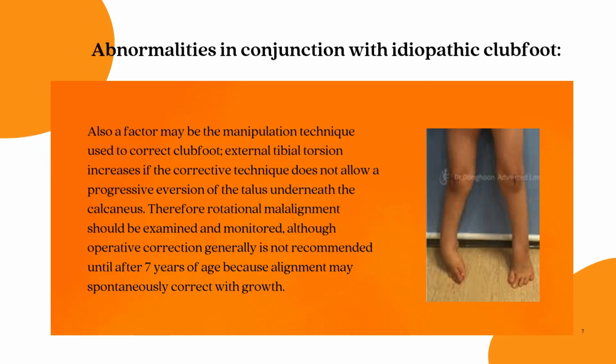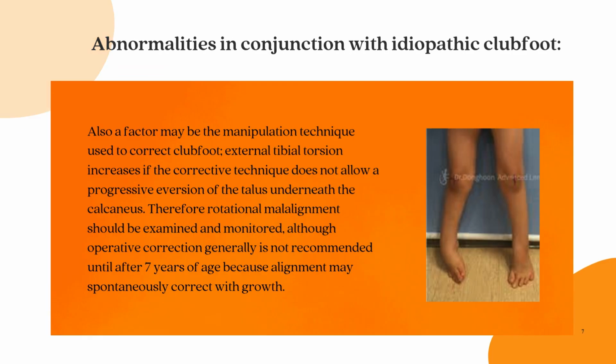Also, a factor may be the manipulation technique used to correct clubfoot. External tibial torsion increases if the corrective technique does not allow a progressive eversion of the talus underneath the calcaneus. Therefore, rotational malalignment should be examined and monitored, although operative correction generally is not recommended until after 7 years of age because alignment may spontaneously correct with growth.